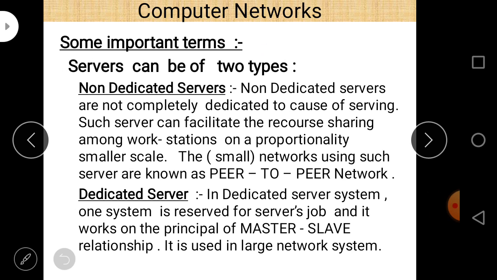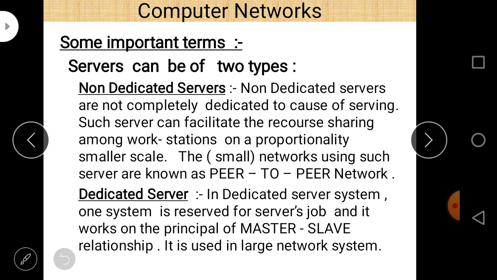Next, a server can be of two types. First of all, non-dedicated server, and second one is dedicated server. Non-dedicated servers are not completely dedicated to the cause of serving. Such servers can facilitate resource sharing among workstations on a proportionately smaller scale, and the small networks using such servers are known as peer-to-peer networks.